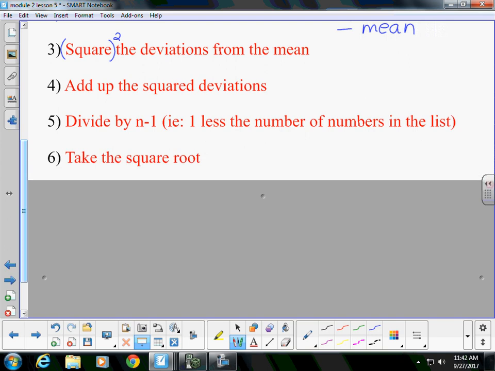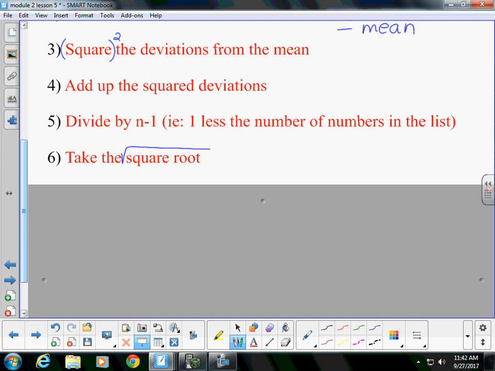And the last step is you're going to take the square root of that answer. Square root looks like this. On your calculator, to take a square root, you hit the second key and the x squared key. So you use 2 keys, the second key and the x squared key, and that's how you get a square root. I'll show you that when we get working.